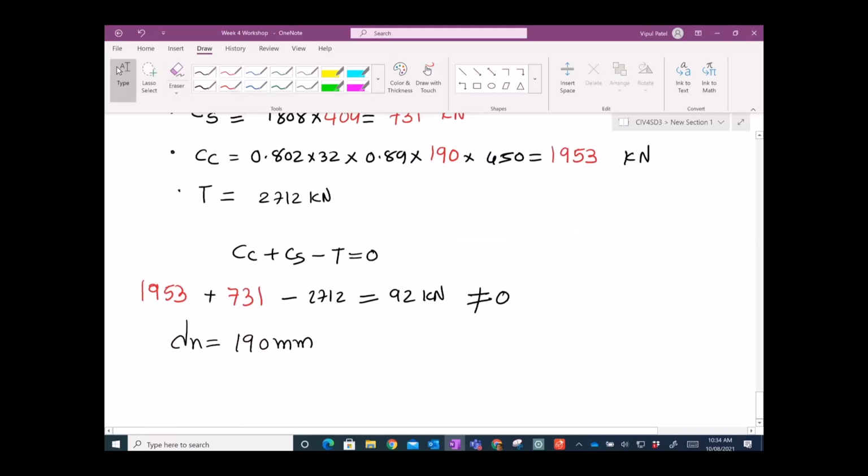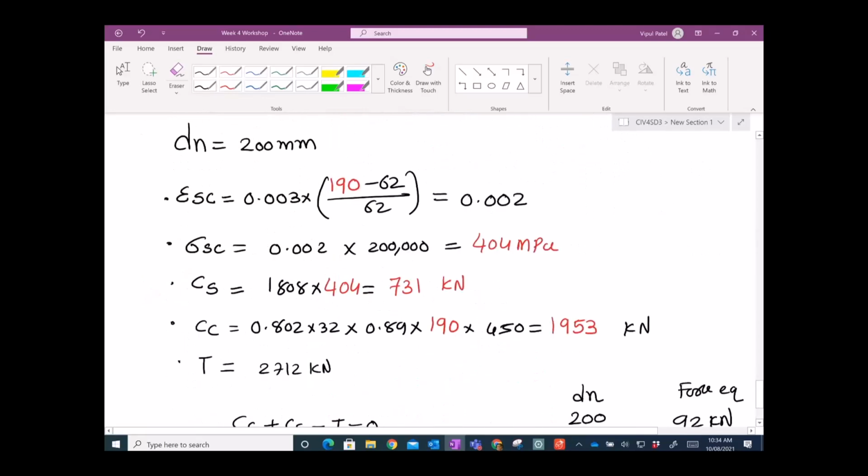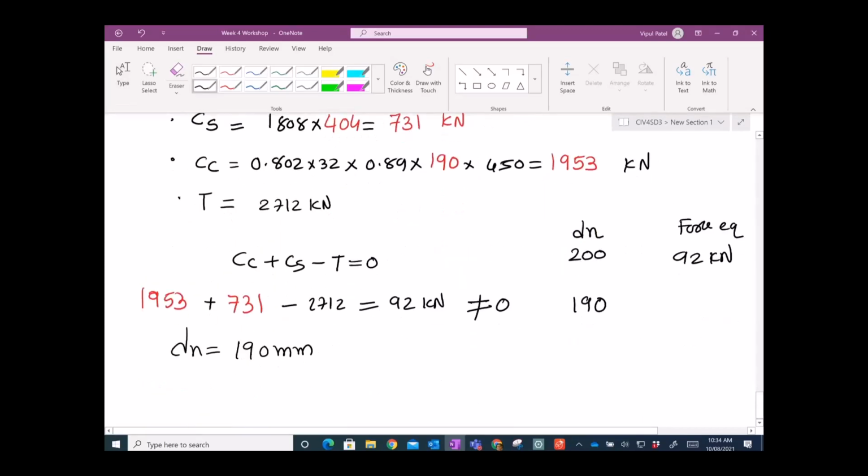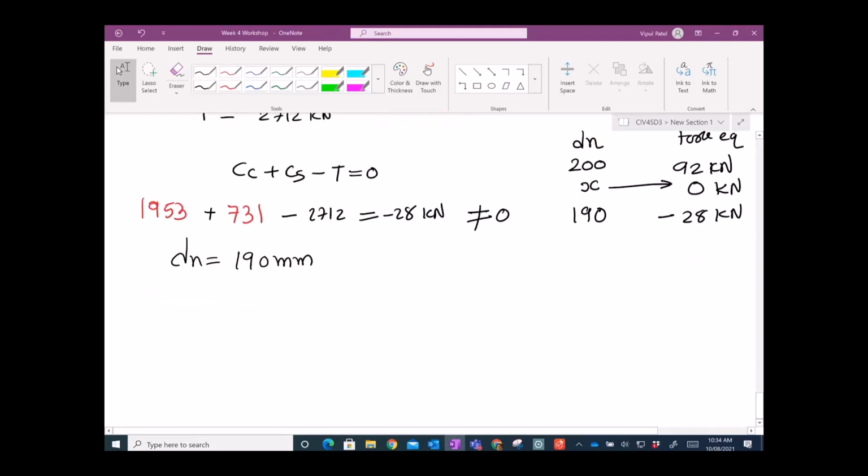And this will not change, and that value you will get is negative 28. So let's keep it here, that 200 dn, you get 92 kilonewtons as a force equilibrium residual. And then you have dn 190, this value would be minus 28. So then you get minus 28 kilonewtons. So how much dn do you need to make it 0 kilonewtons, right? So you can do the interpolation.